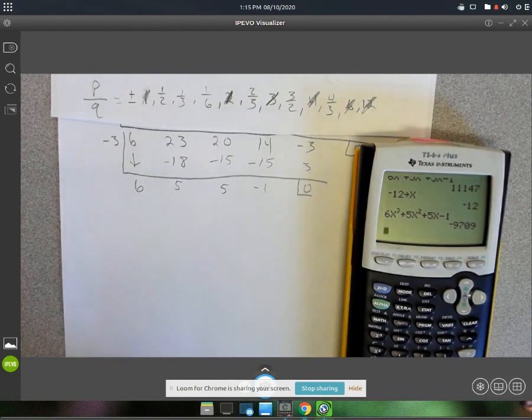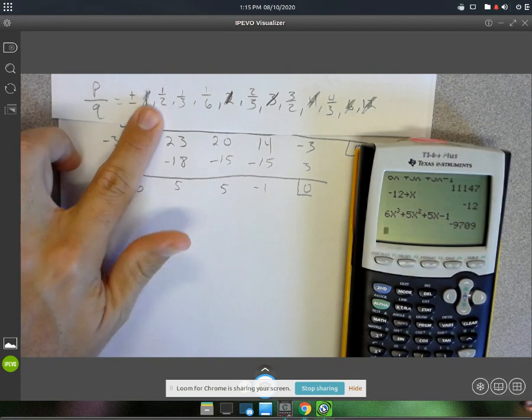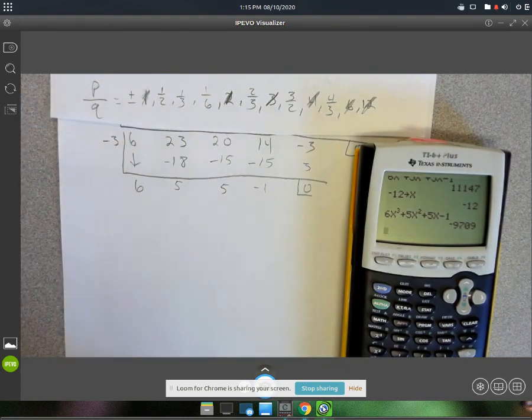So that means our last rational zeros, if they exist, are going to be fractions. So I'm going to start at the beginning of my list, 1/2, and go from there. I'm going to stop here for the video though.